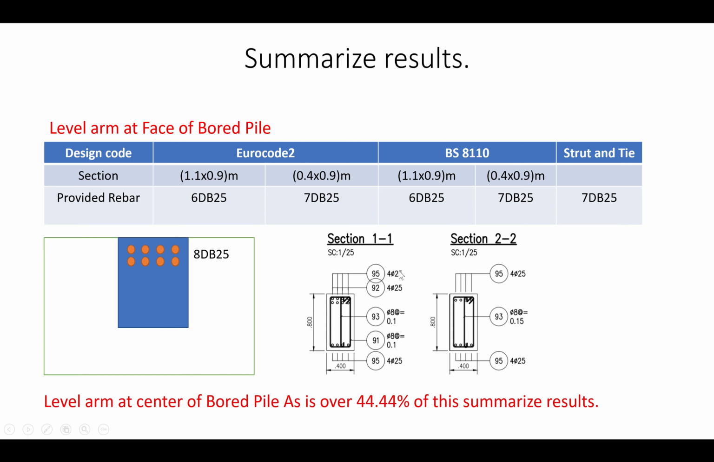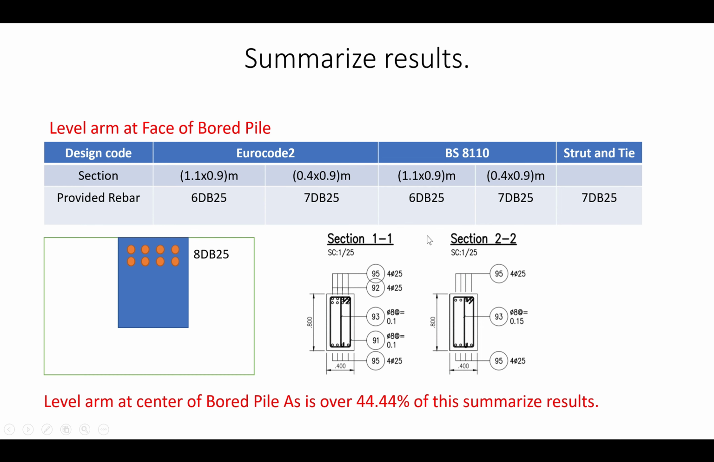Here at section 1 in the pile cap we use 8dB25, and for the other side, the ground beam, we extend only 4dB25 for the whole structure of the top and bottom. And for the moment at the center of the bored pile, it is over by 44.44% in the summary result.